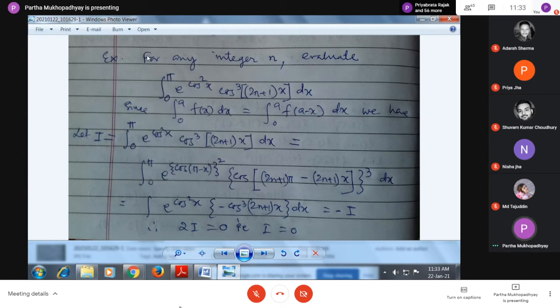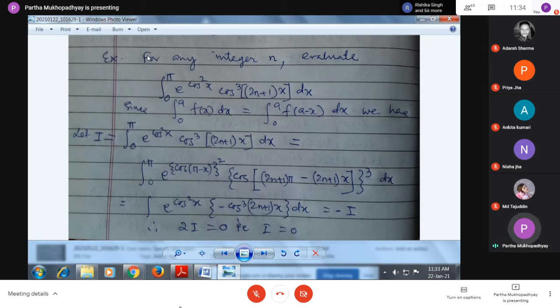So let us see what happens after using this property. Let I be the integral from 0 to pi of e to the power cos square x and cos((2n plus 1)x) whole to the power cube, the original integral. Now we use this property. So that will be equal to the integral from 0 to pi of e to the power cos square of (pi minus x), and cos of ((2n plus 1)(pi minus x)), that is (2n plus 1)pi minus (2n plus 1)x, whole to the power cube dx. Here x is replaced by pi minus x.